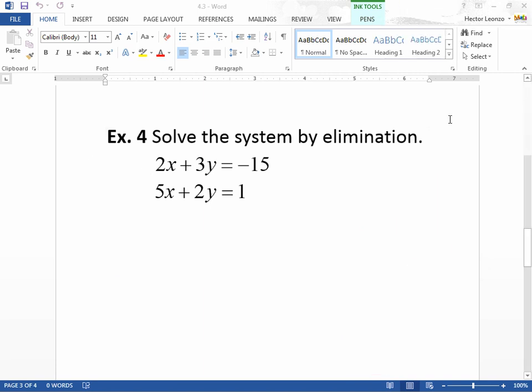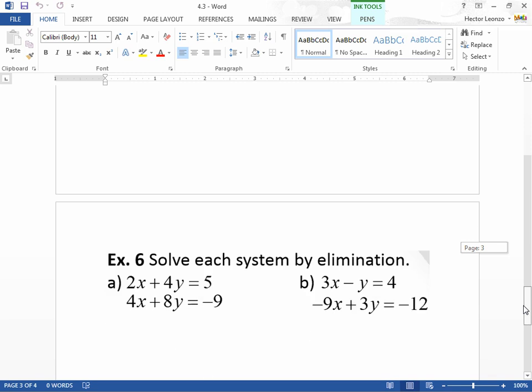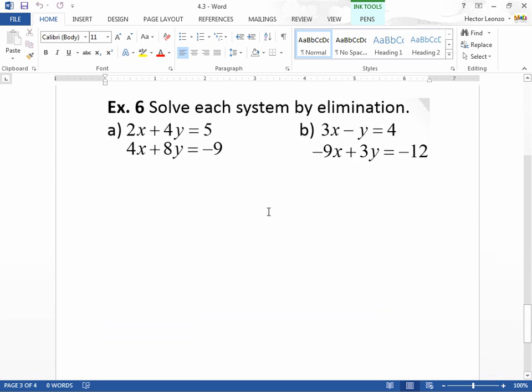Okay, let's take a look at another example. If I combine my x's, I get 6x. If I combine the y's, I get 12y. So none of them cancel out.